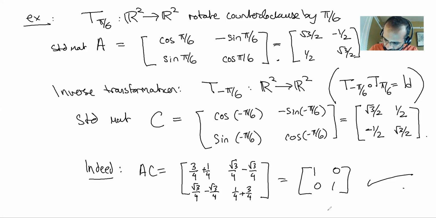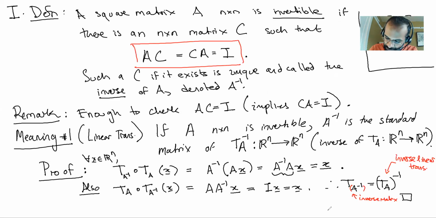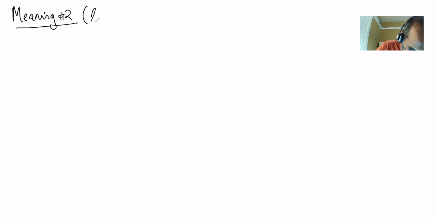Okay, so that's meaning number one. Let me now get to meaning number two. There are many meanings of the inverse, but the second one I want to emphasize is related to linear systems.